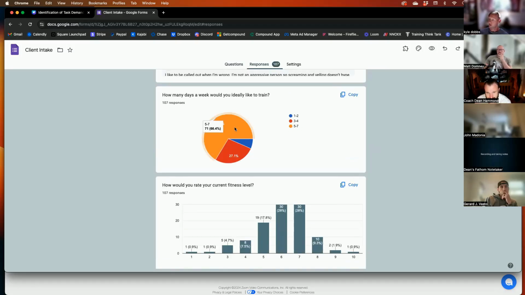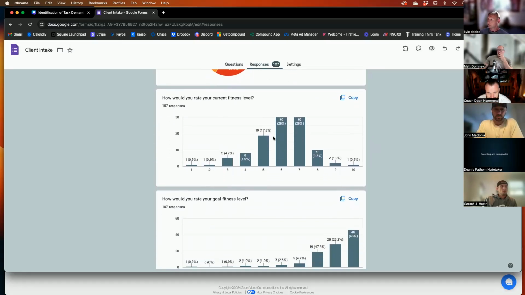The majority, two thirds of the people that come to me, train 5 to 7 days a week or would like to train 5 to 7 days a week. So high frequency clientele, people who are probably prioritizing fitness pretty highly in their lives at that point, which makes sense based on how I market my services and the people that I'm looking to train, right? So that's another thing that tells me I'm probably in the right place for some of this.